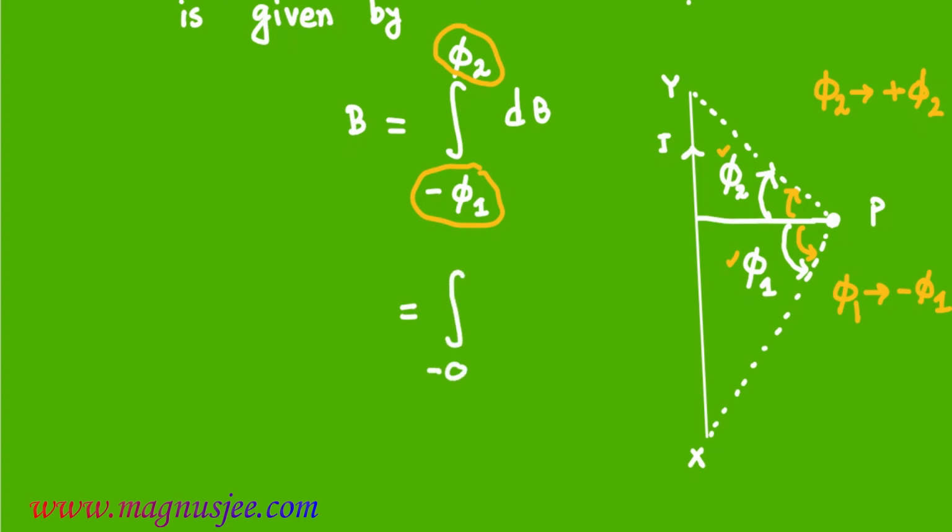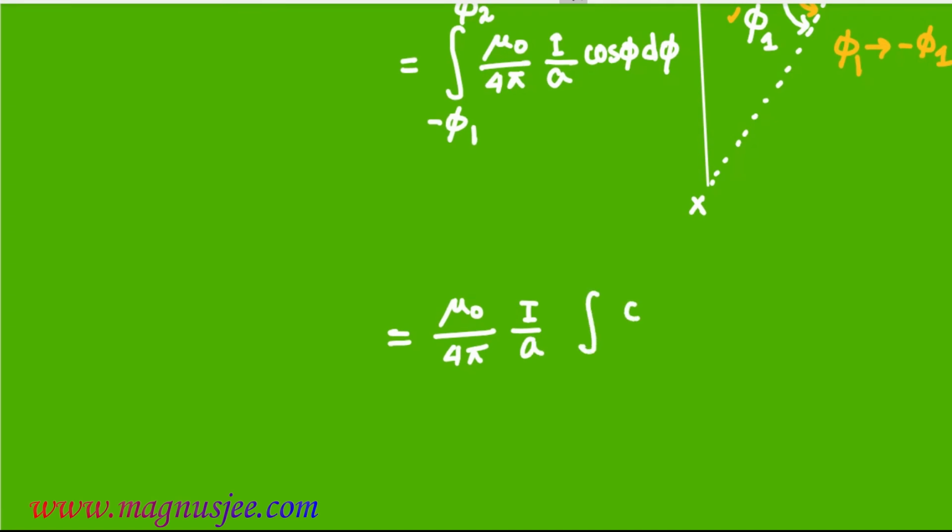Integration from minus phi 1 to phi 2 of mu 0 by 4 pi, I by A, where A is the perpendicular distance, cos phi d phi. Mu 0 by 4 pi and I by A are constant. We can bring mu 0 by 4 pi and I by A outside the integration. Mu 0 by 4 pi I by A, integration cos phi d phi, from minus phi 1 to phi 2.